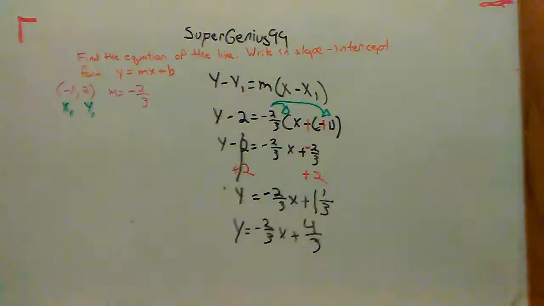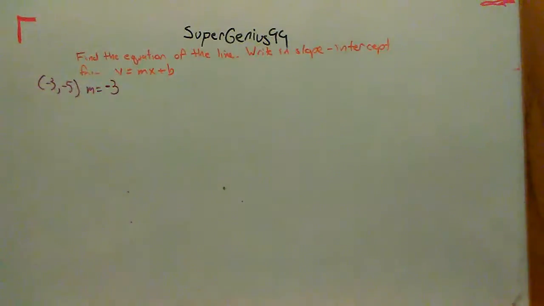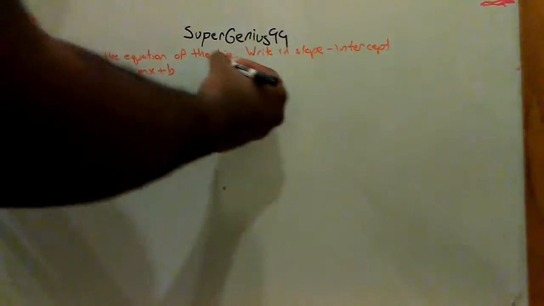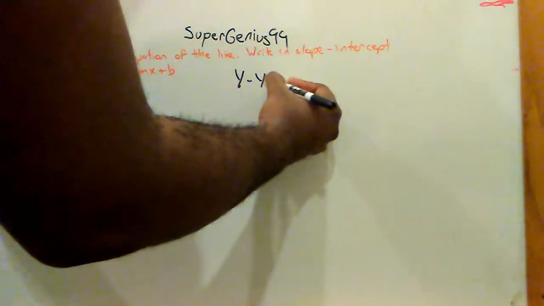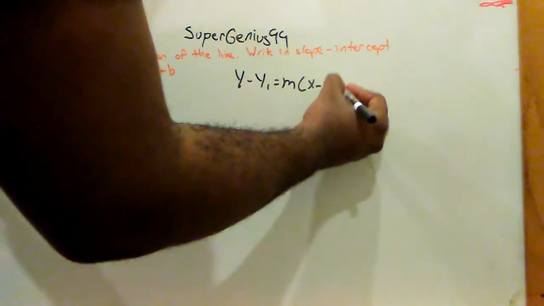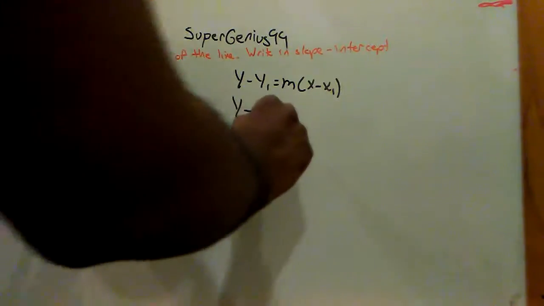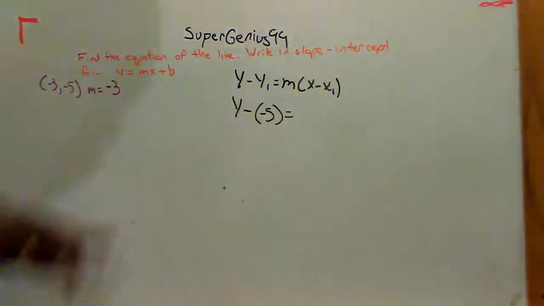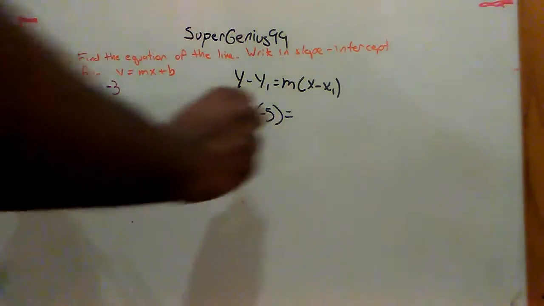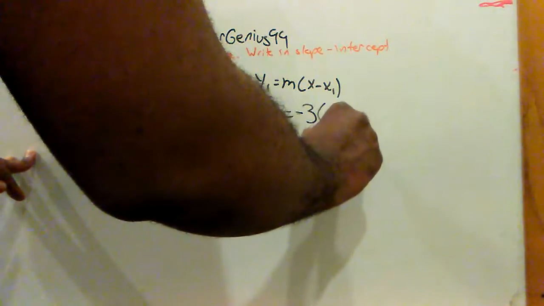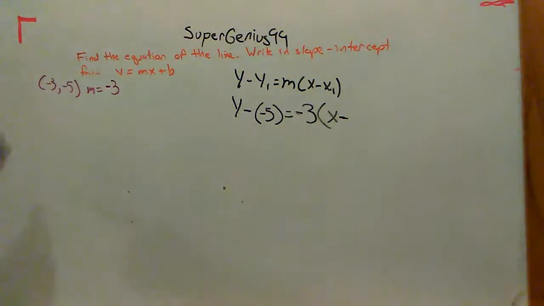All right, let's look at another one. Okay, here we got negative 3 and negative 5 is the point, and the slope m equals negative 3. So use your handy dandy formula again. Okay, y minus y1 equals m times x minus x1. So you just plug in your slope and then the points. What is your y1? Negative 5. What is your slope? Negative 3. Okay, what is your x1? Negative 3.